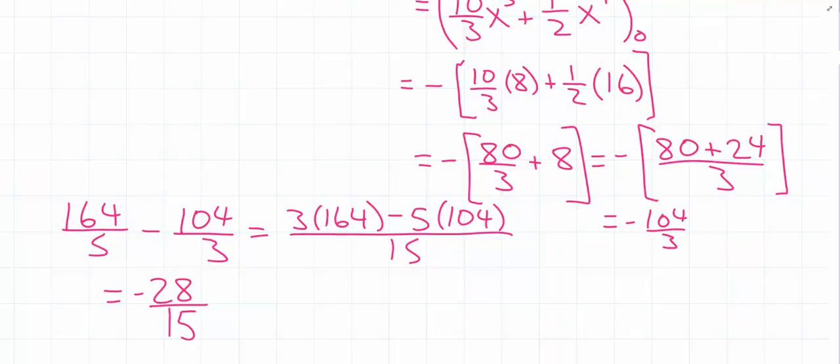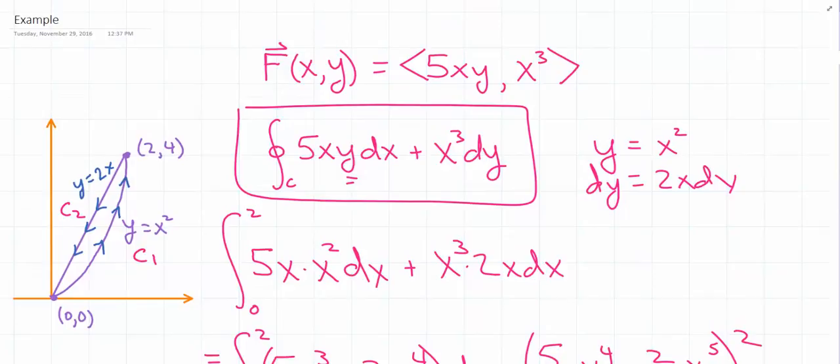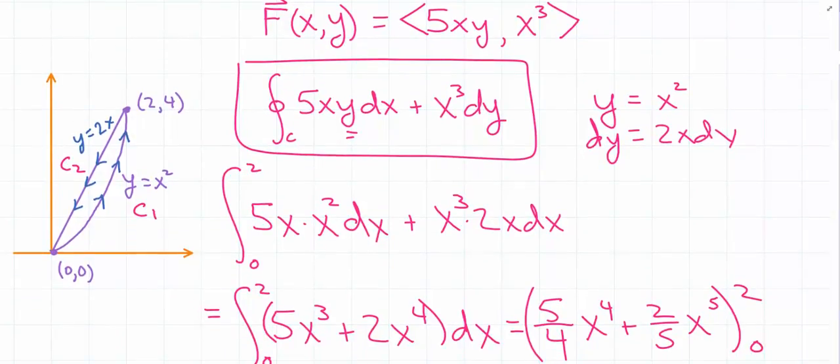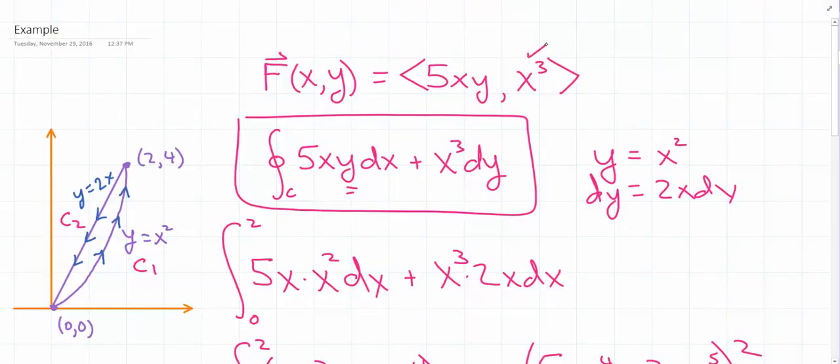Now, that's the old way of doing it, right? That's the old way of working through a line integral. That's without Green's theorem. Now, let's look at Green's theorem, because what Green's theorem is going to have us do is take the partial with respect to x of this y component, minus the partial with respect to y of the x component.